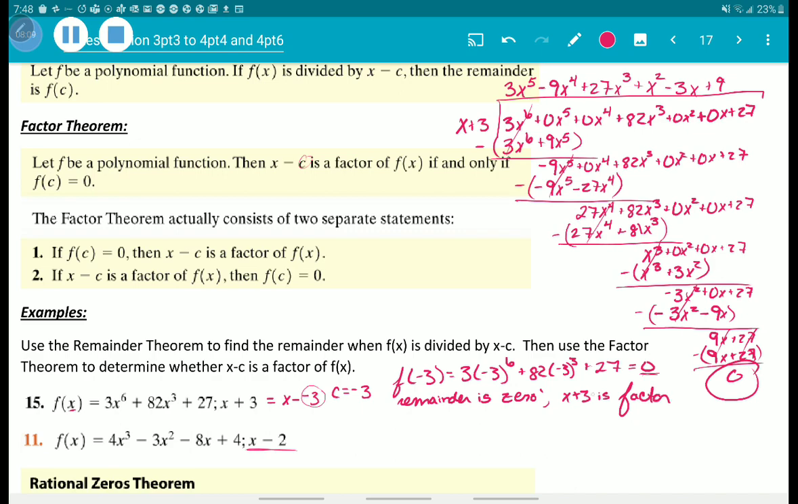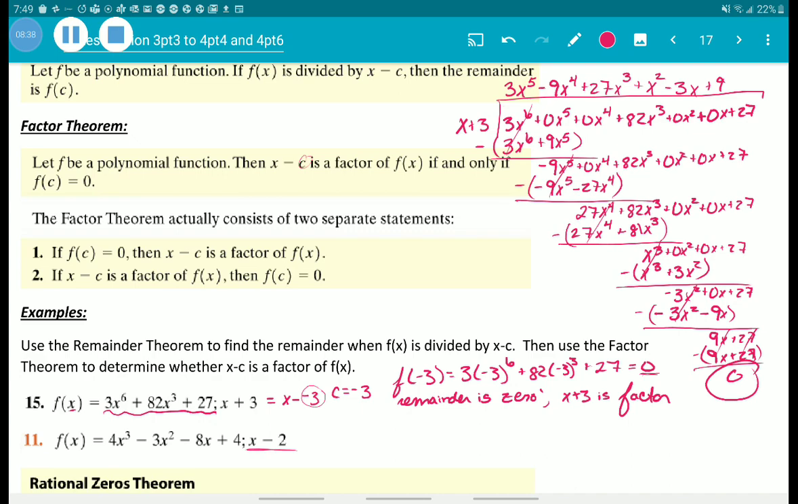Which means that if I take x plus 3 and multiply it by this quotient up here, I will get that dividend inside the little box. I will get this guy back. So that's what that division algorithm is saying, that you can rewrite this f of x in terms of factors, quotients, and remainders.